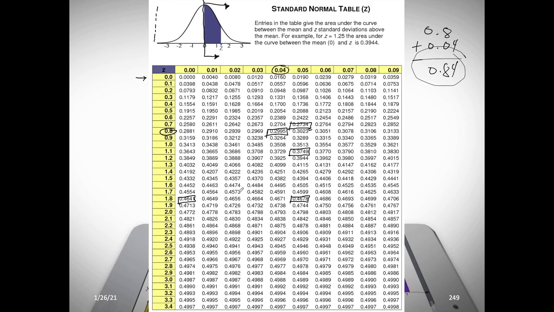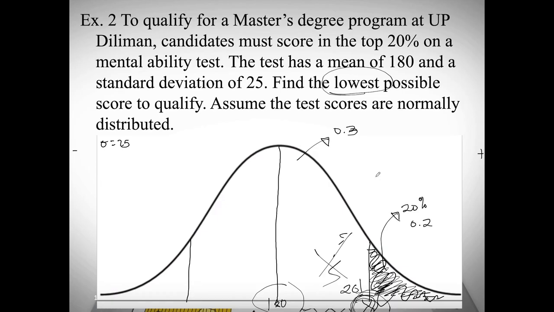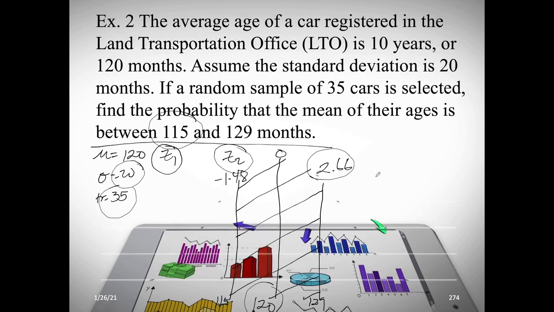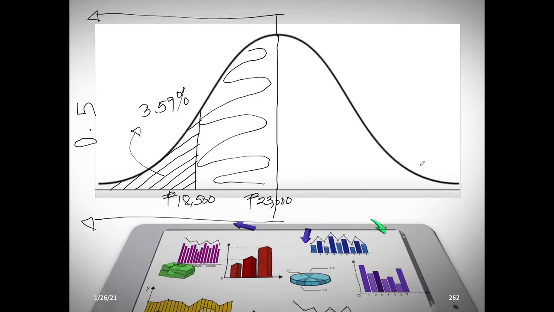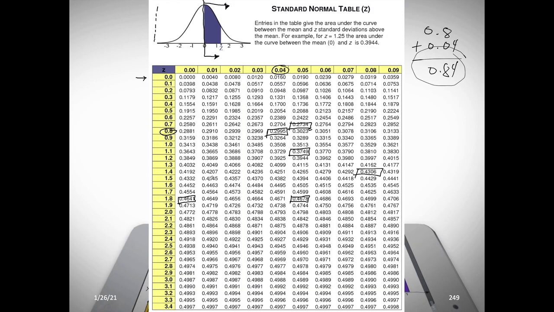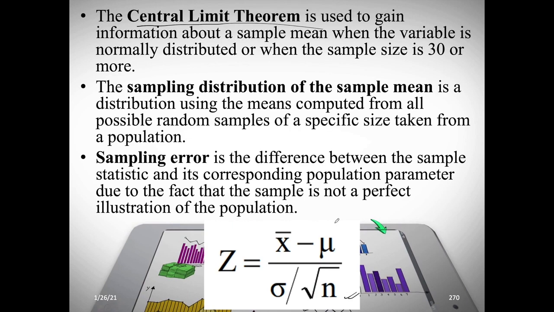So by simply looking on the standard normal distribution table, let's look on the table. Negative 1.48, or the absolute value, which is 1.48, 1.4 here, and 0.08. Let's check the 0.08 part. So this one, 0.4306. So let's write first 0.4306, plus the value of 2.66. So let's check again the table of the standard normal distribution. 2.6 and 0.06. This one. So this is the data that we are looking for. 0.4961. So let's go back to our solution.